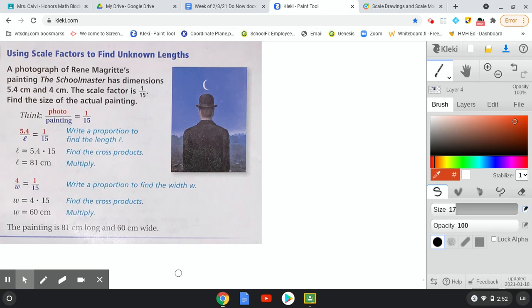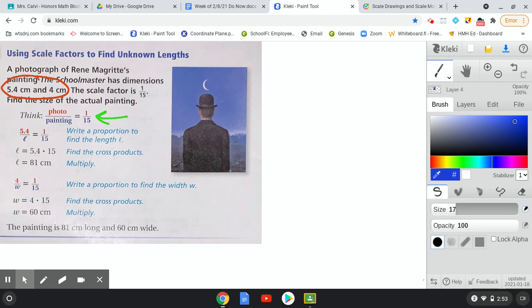So that is actually for the scale drawing. So these are for the scale drawing, okay? And you can see that they have it worked out here. So kind of like how I talked about the scale factor, what they're saying here to think about this is the photo over the painting. So that means the model over the actual, right? So the model is the photo, the print, right? The photograph over the actual painting.